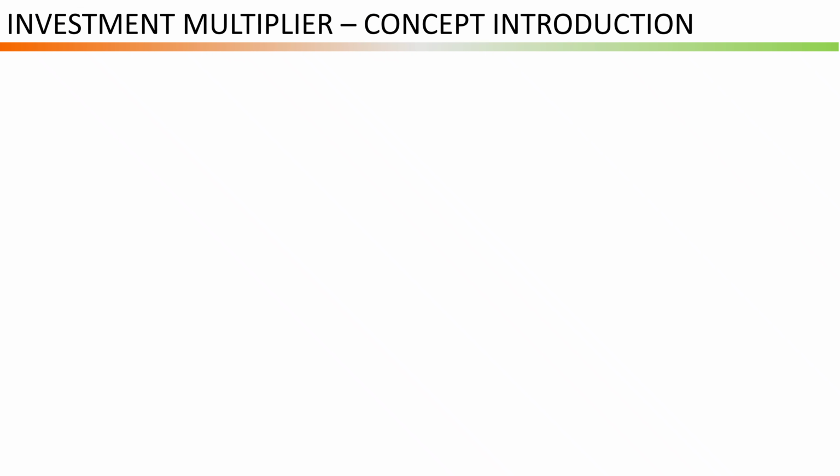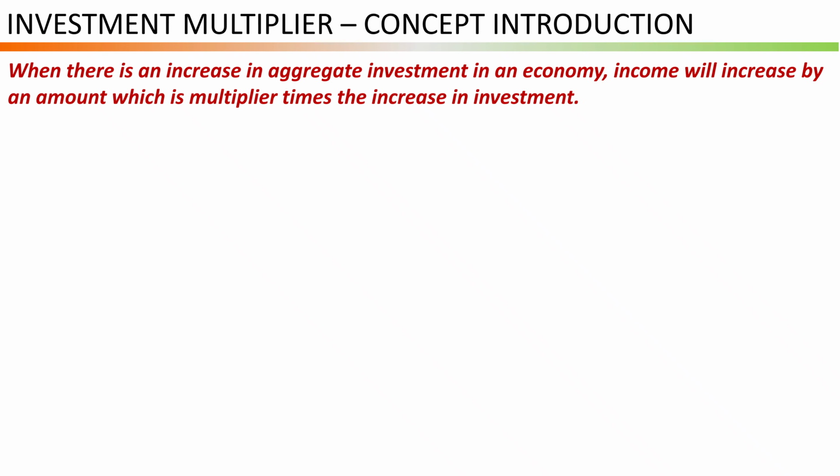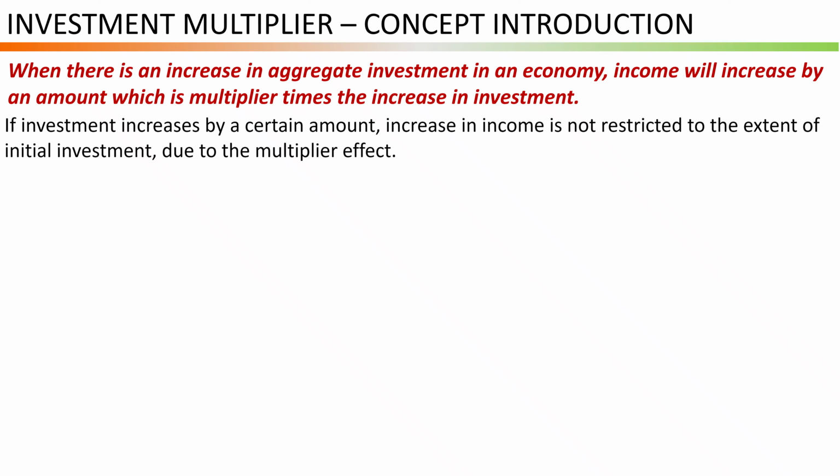Investment multiplier shows the relation between investment and income. According to Keynes, when there is an increase in aggregate investment in an economy, income will increase by an amount which is multiplier times the increase in investment. So, if investment increases by a certain amount, increase in income is not restricted to the extent of initial investment due to the multiplier effect. In fact, that's the reason planners and policymakers are all busy exploring sources of funds for investment.